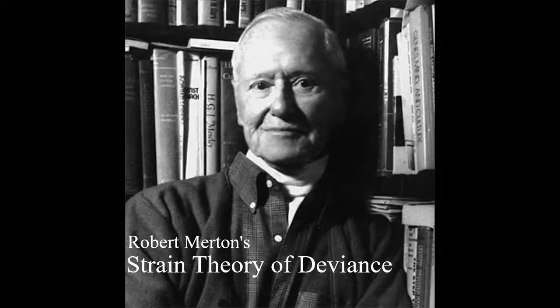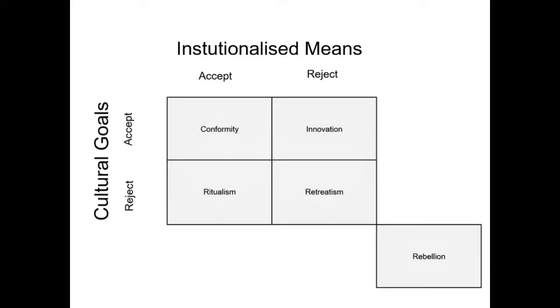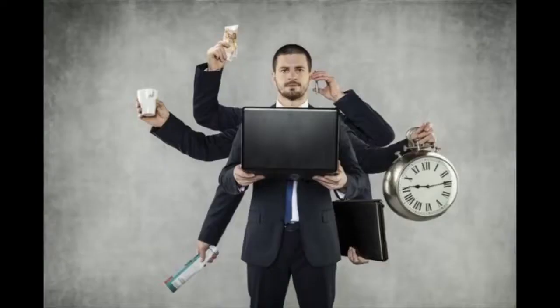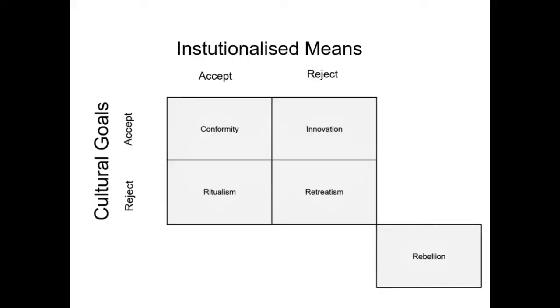Robert Merton's strain theory of deviance outlines the 5 different adaptations an individual can have in society in reaction to strain. These adaptations are characterized by cultural goals and institutionalized means. Cultural goals refer to socially desired aspirations, for example, wealth. Institutionalized means refer to the legitimized legal means that are available to achieve the cultural goal, such as working a full-time job. The 5 adaptations are determined by the individual's acceptance or rejection of the goals and means.